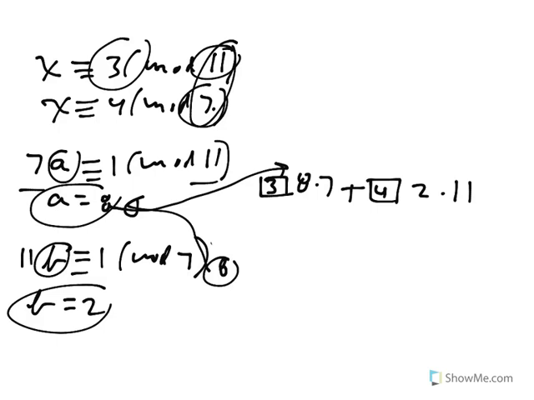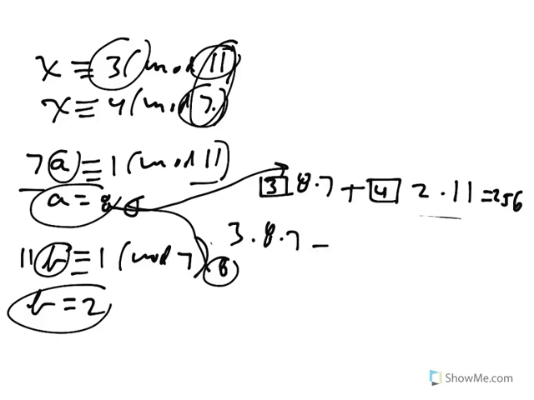So this number, 3 times 8 times 7 plus 4 times 2 times 11, is actually 256. And if I divide this thing by 7, this term won't matter because it has a 7 in it. This term without the 4 would give me remainder 1. With the 4 will give me remainder 4, which is what I want. On the other hand, if I divide this thing by 11, then this term doesn't matter because it has an 11 in it. This 168, the 8 gets me remainder 1, with the 3 gets me remainder 3, which is exactly what I want.